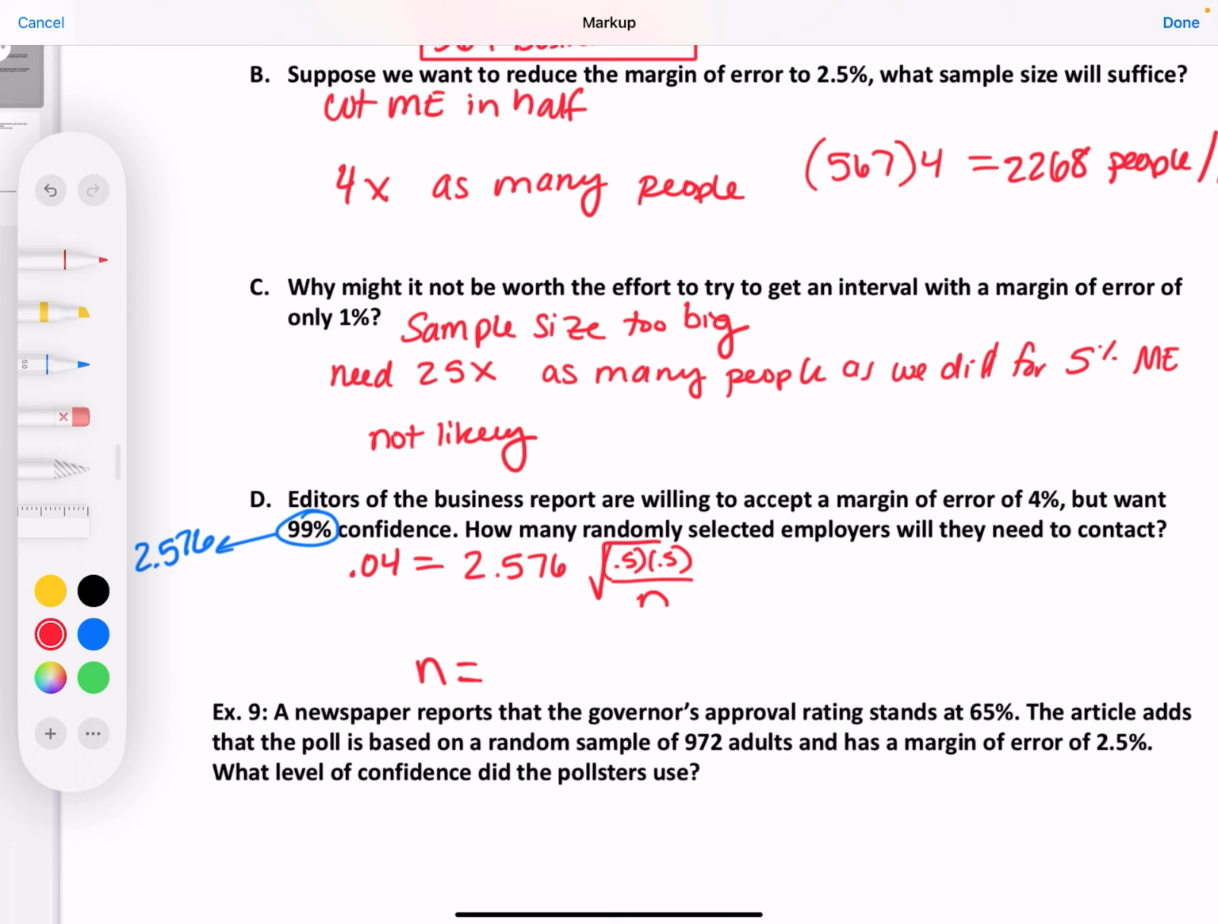So I divided and squared. Then you swap the n and the number, so you would do 0.5 times 0.5 divided by whatever you got from that squared number. Okay. I got 1,036.84. So I'm going to round up to 1,037 businesses.